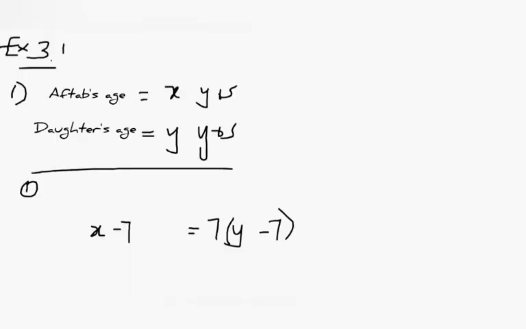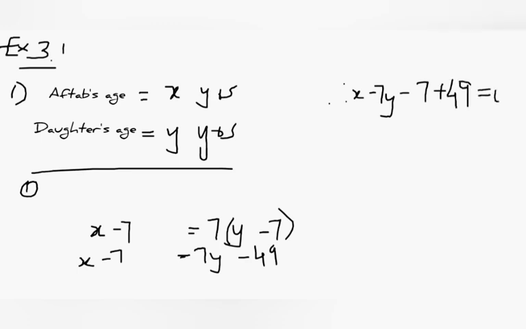How do we represent it algebraically? So what we do is we just take the numbers and we simplify them. So x minus 7 is equal to 7y minus 49. So we take everything to the LHS. So therefore x minus 7y minus 7 plus 49 equals 0. Now therefore x minus 7y plus 42 equals 0. Now this is the first equation.